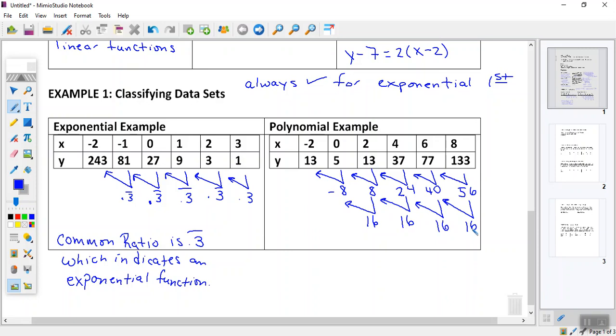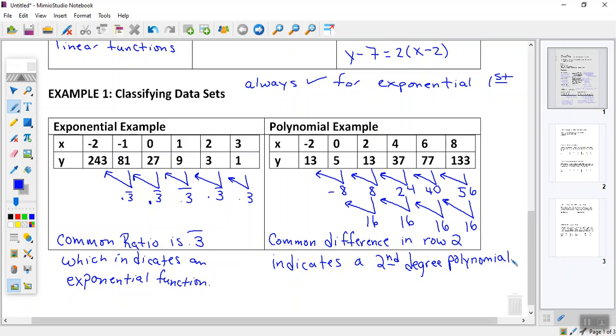Polynomial. So I'm going to say right here, common difference, meaning 16. Common difference in which row, kids? Second. A common difference in row 2 indicates that this is what degree? Second degree polynomial.